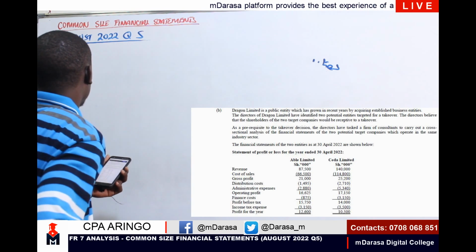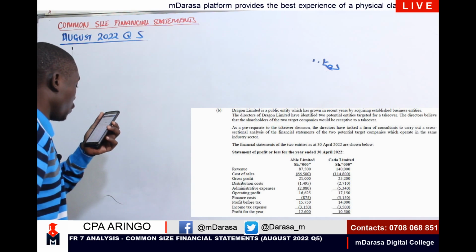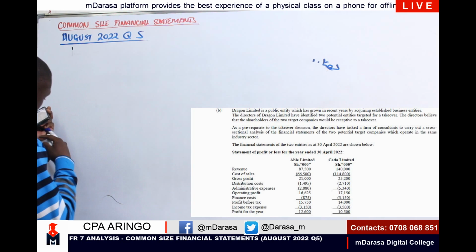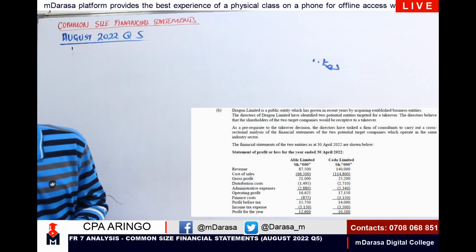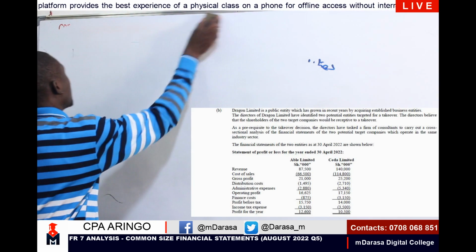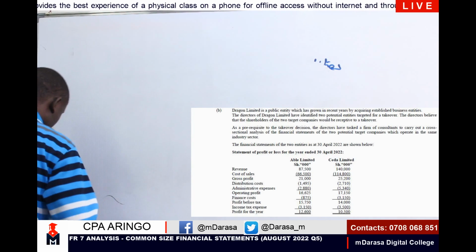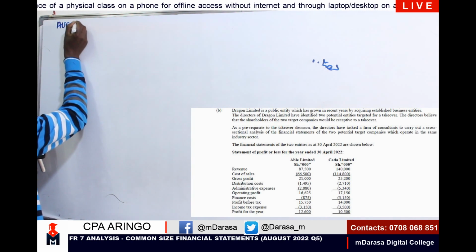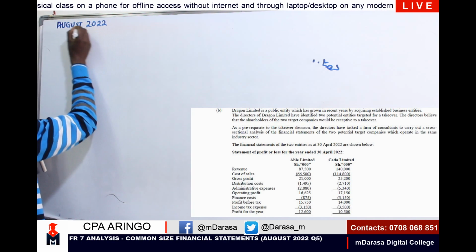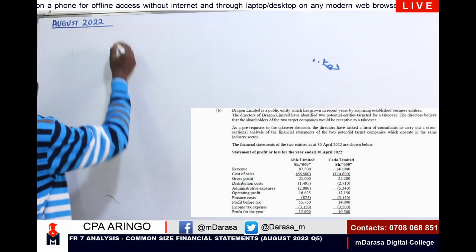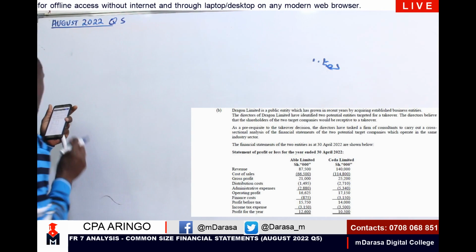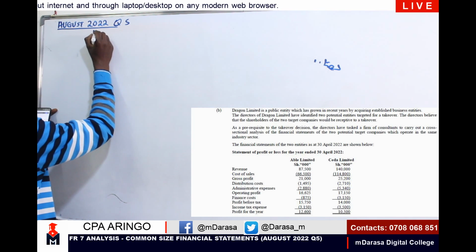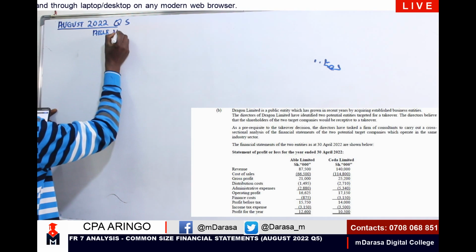Here I have our income statement. I'll do it for Able Limited. So we are talking of the common size income statement. Allow me to erase from here so that you can follow clearly. This is our August 2022 question 5. So this is Able Limited.